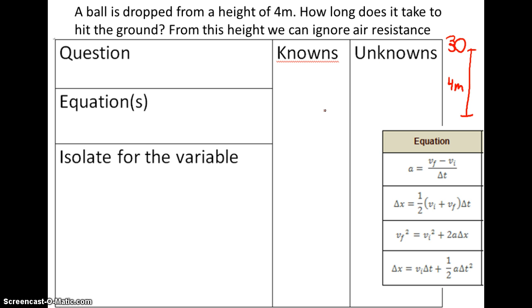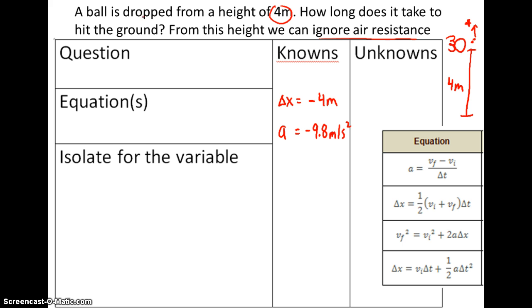So let's fill in what we know and what we don't know. What do we know? Well, it's dropped from a height of 4 meters. So our displacement is equal to 4 meters. Now we need a second to think here. If we're saying this direction is up, that's our positive direction, that means our displacement is 4 meters down. Acceleration due to gravity, when we ignore air resistance, is going to be negative 9.8 meters per second squared.